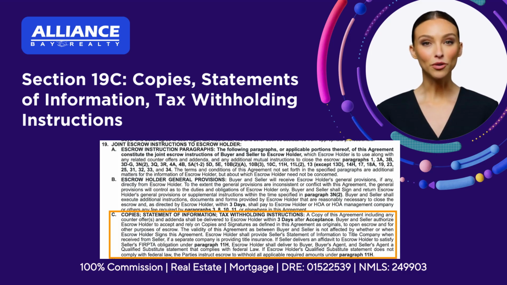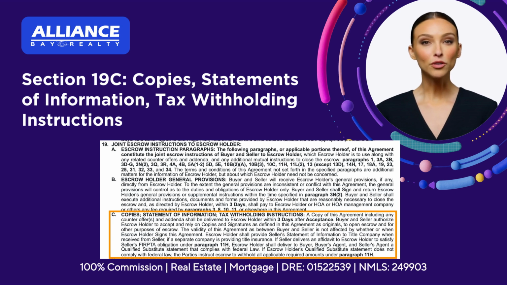Buyer and seller authorize escrow to rely on electronic signatures as originals. 2. Statement of Information. Escrow will request a Statement of Information, SI, from seller and often buyer. Within 3 days, escrow must provide seller's SI to the title company, so title can clear name issues, liens, judgments, etc. 3. Tax withholding, FIRPTA/state.